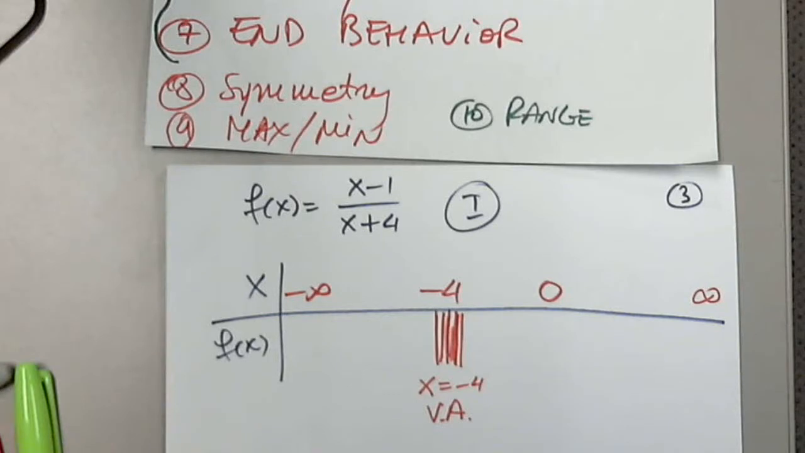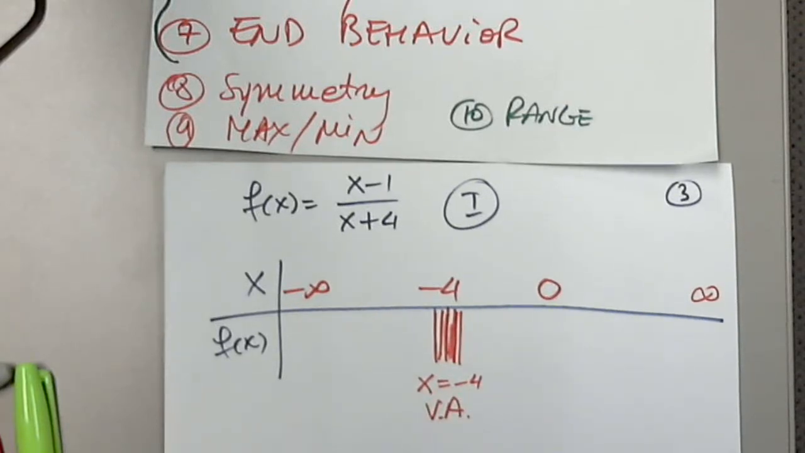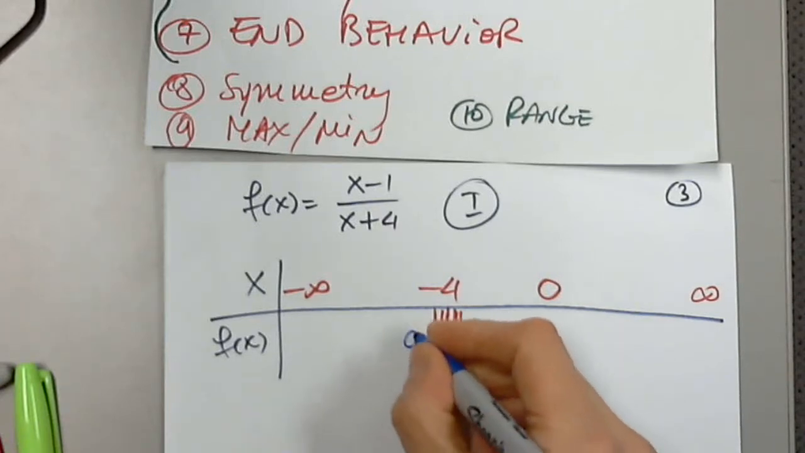Okay. Here's the third option. Your left side goes to negative infinity, your right side goes to positive infinity. And here's the last option. Your left side goes to positive infinity and the right goes to negative infinity. So once I write x equals -4 is a VA, my next step is this.